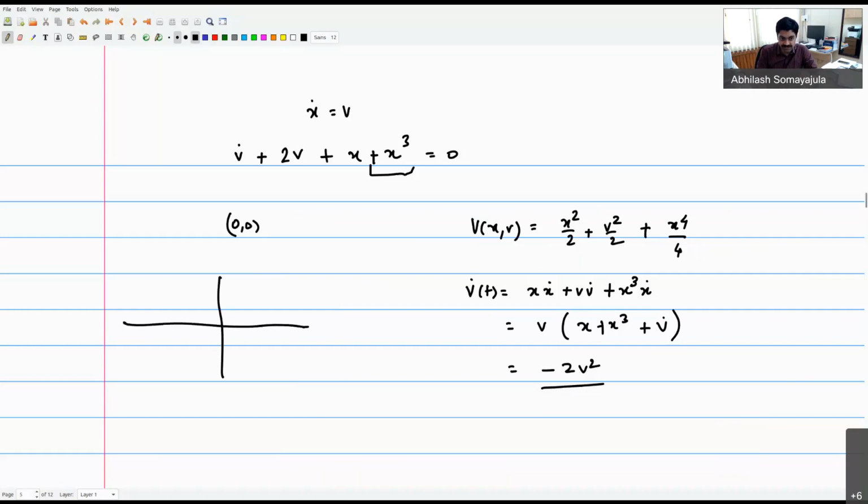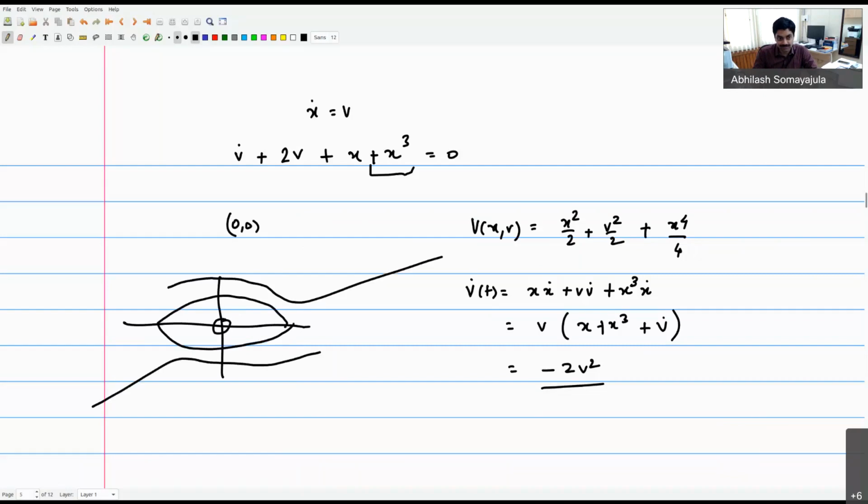When we are looking at a system which has a stiffness x minus x cube, we have this eye-shaped region only inside which the thing is attracted by this origin. Anything outside, it doesn't get attracted to the origin but actually runs away. Something like that. So there is no global stability for the point 0, 0 in case of certain systems.